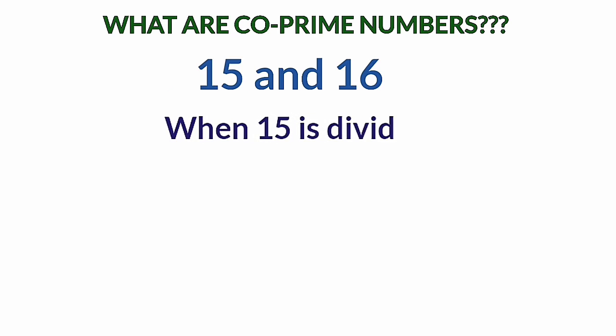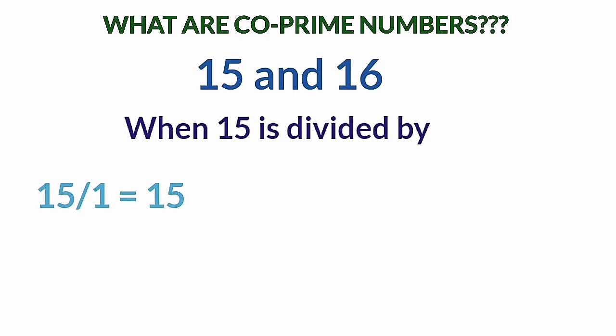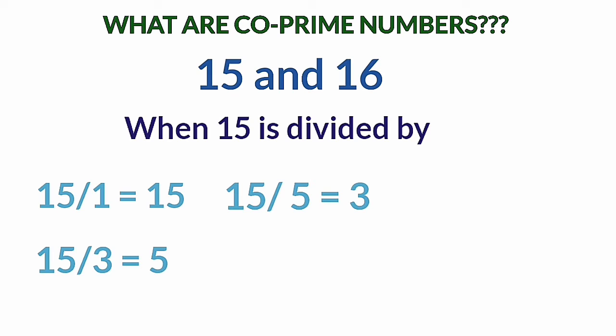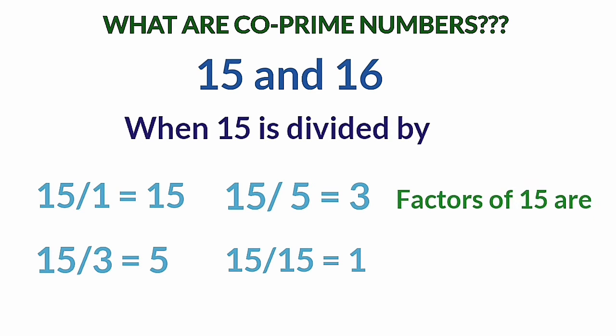15. When 15 is divided by 1, it gives answer 15. When 15 is divided by 3, it gives answer 5. When 15 is divided by 5, it gives answer 3. And when 15 is divided by 15, it gives answer 1. It means 15 has 4 factors: 1, 3, 5 and 15.